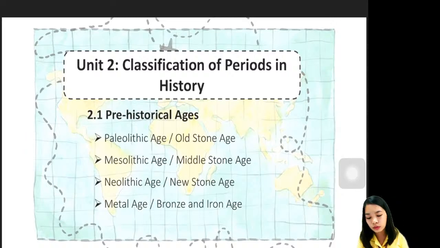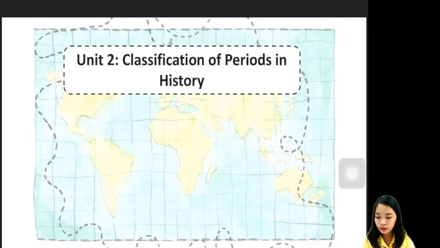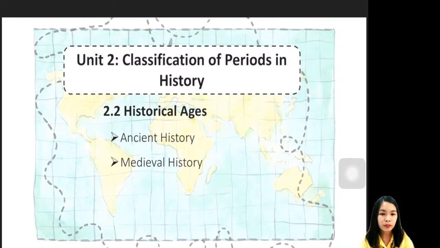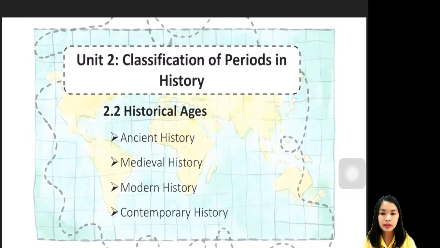Okay, so those are the four periods in the prehistorical ages. And then the second classification of period is the historical ages. So this includes ancient history, medieval history, modern history, and contemporary history. Okay, so those are the four periods in the historical ages.